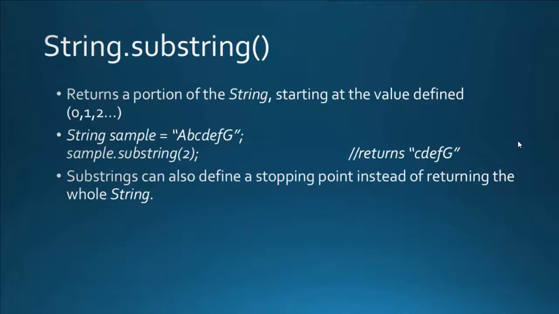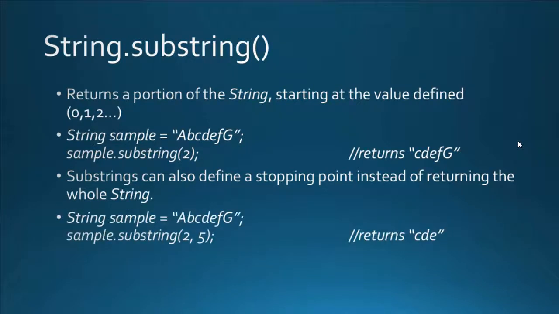Substrings can also define a stopping point instead of returning the whole string. So rather than just C, D, E, F, G, maybe I just want C, D, E. So here I have A, B, C, D, E, F, G again. I'm going to do a substring from 2 to 5, and that's just going to return C, D, E.